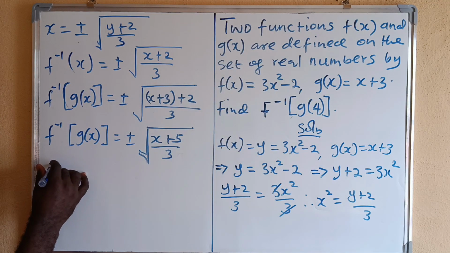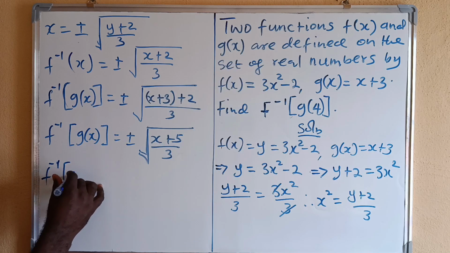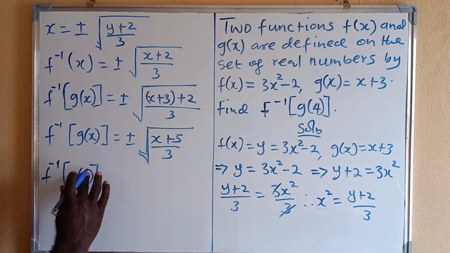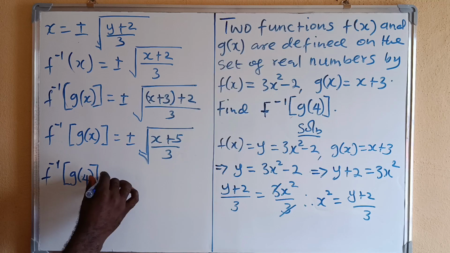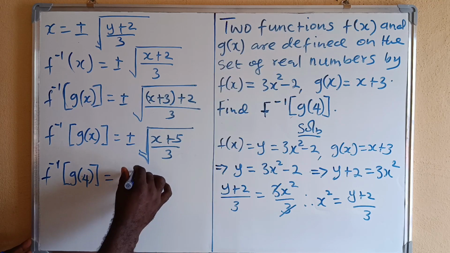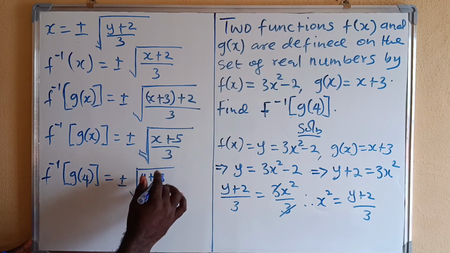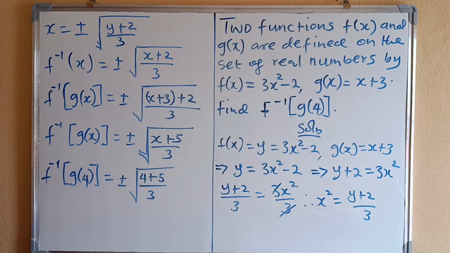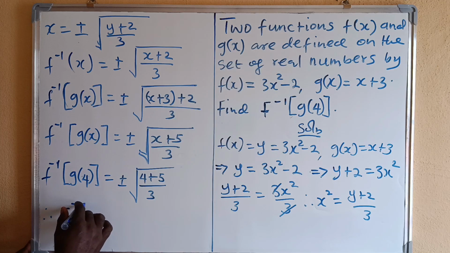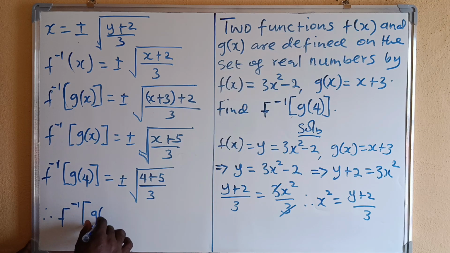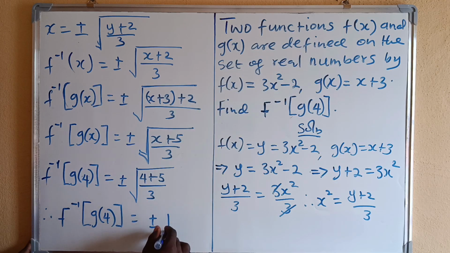So my evaluation at x equals 4 will now be plus or minus root of 4 plus 5 divided by 3. And 4 plus 5 will give me 9. If I divide 9 by 3, I'm going to have 3. Therefore, the value of this function, if I compose g, is equal to plus or minus root 3.